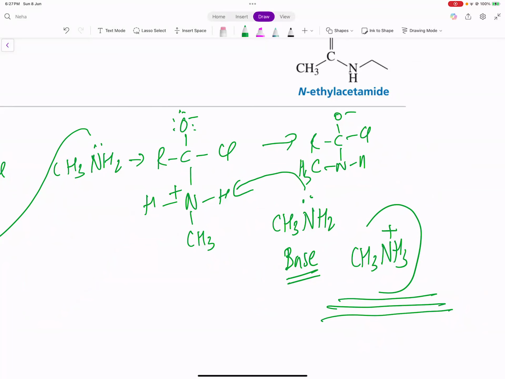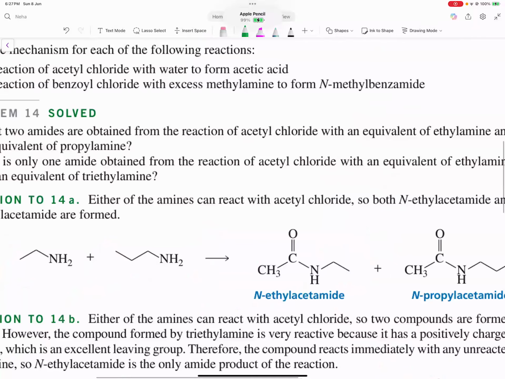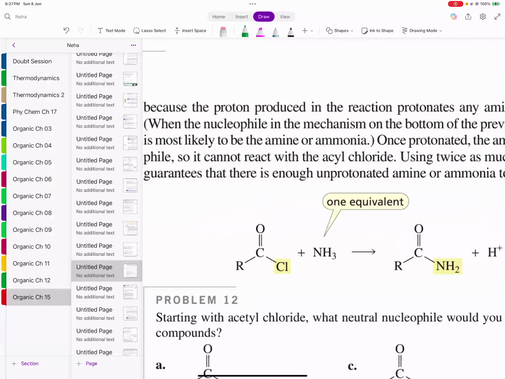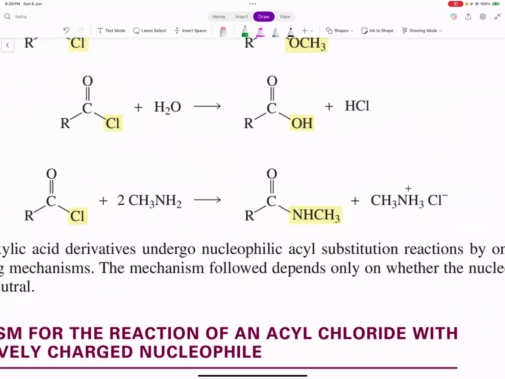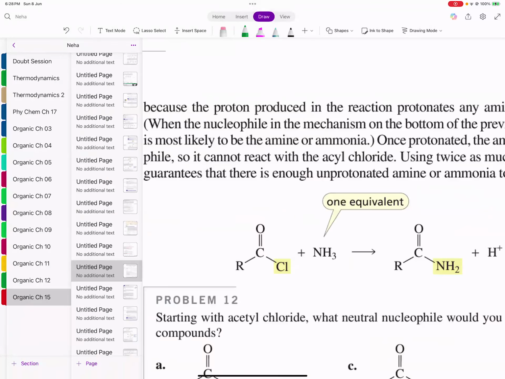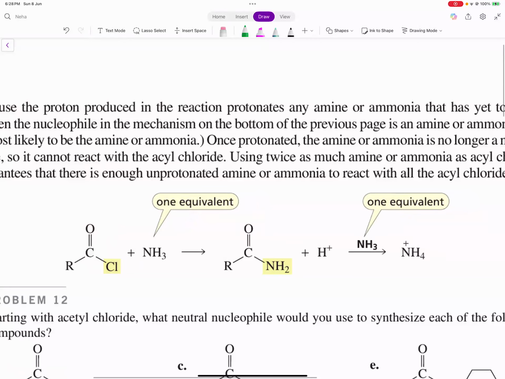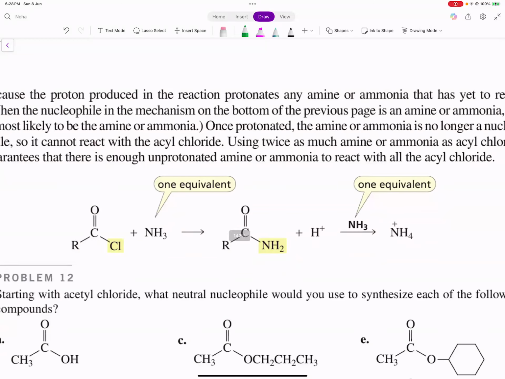That is why in the case of amines, we are using two equivalents, because one equivalent is getting destroyed. So with ammonia and these, we will use two equivalents. Same thing here with NH3, they have used two equivalents because one equivalent will react with the H plus, and NH4 plus no longer can function as a nucleophile, right?